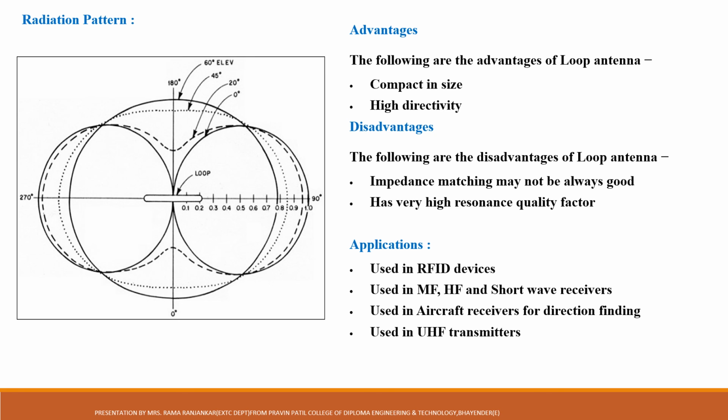This is the radiation pattern. The advantages: it is compact in size and its directivity is high. The disadvantages: impedance matching may not always be good, and it has a very high resonance quality factor. Applications: it is used in RFID devices, in medium frequency and high frequency shortwave receivers, and in aircraft receivers for direction finding, and also in UHF transmitters.